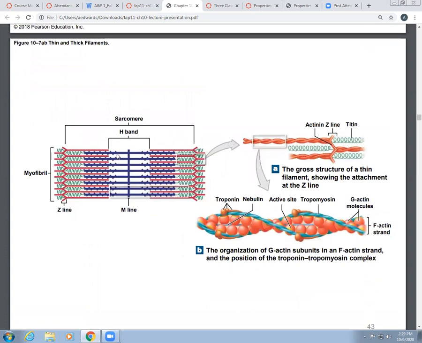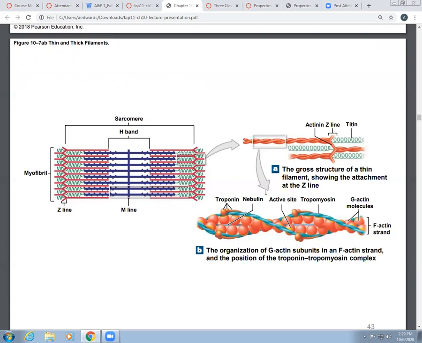Okay, so here's what we already know about the sarcomere. And so if we take that and we kind of look in a greater magnification, what we'll see for the thin filament is that F-actin, which is those two G-actin molecules twisted around on each other. Okay, so that's your F-actin.